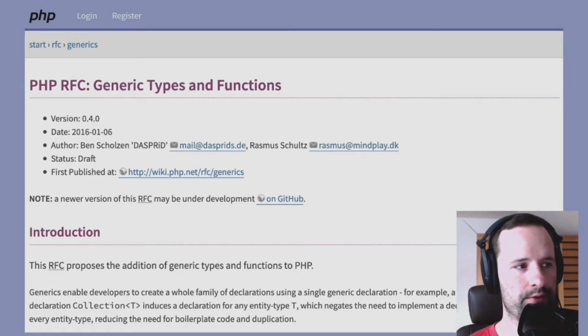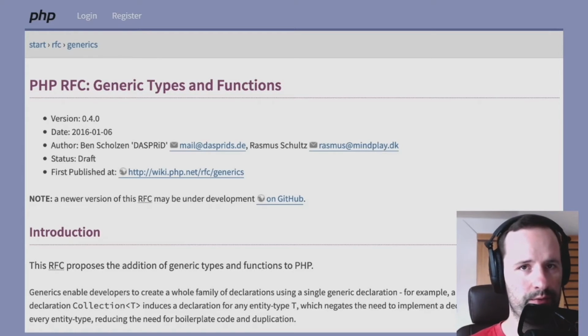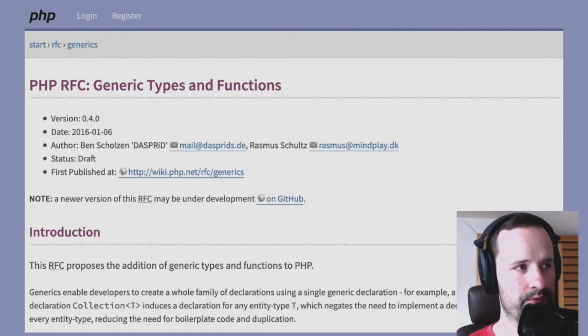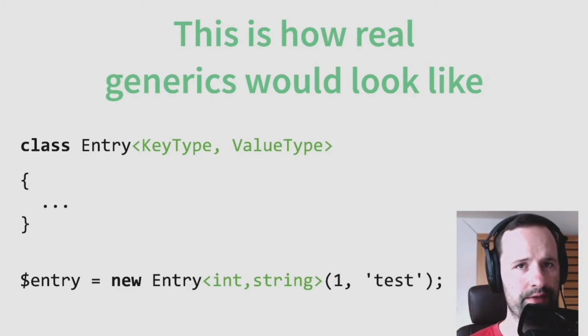But unfortunately, I have to tell you that PHP itself doesn't support generics, and there was even an RFC about it, but it was dead since 2016. If we had generics in PHP, this is how they would look like for real. So they would be baked into the PHP syntax itself, and the language would support it in the core. But unfortunately, this isn't the situation today, and we have to simulate generics in PHPDocs.